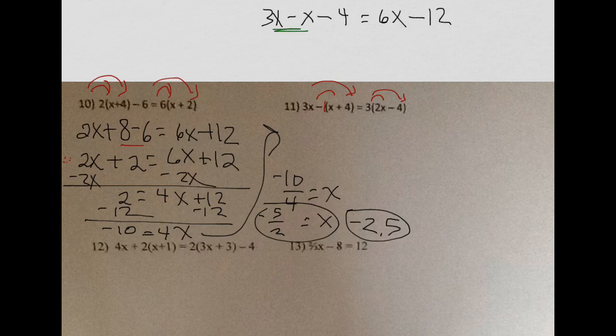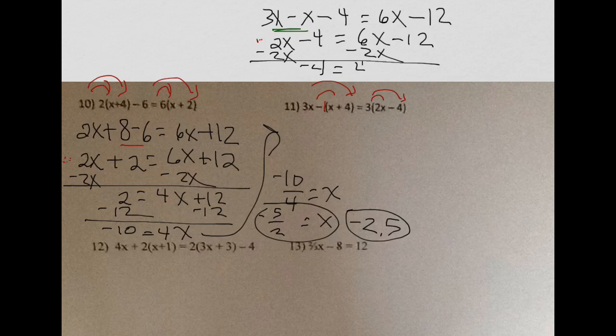Again, like terms right here. So let's combine that first. So 3x minus x is a 2x. Minus 4 equals 6x minus 12. Again, we want to get rid of the variable on both sides, so let's move the smaller one, which is the 2x here. So I'm going to subtract 2x to the other side. So I get negative 4, don't forget that negative, equals 4x minus 12.